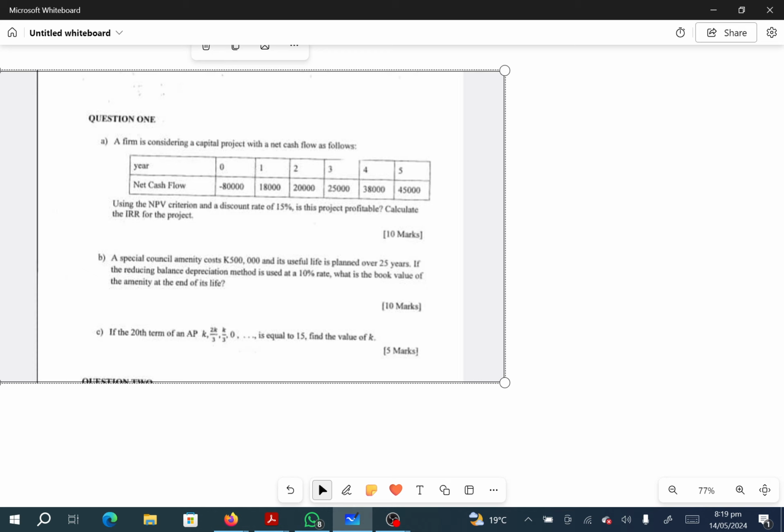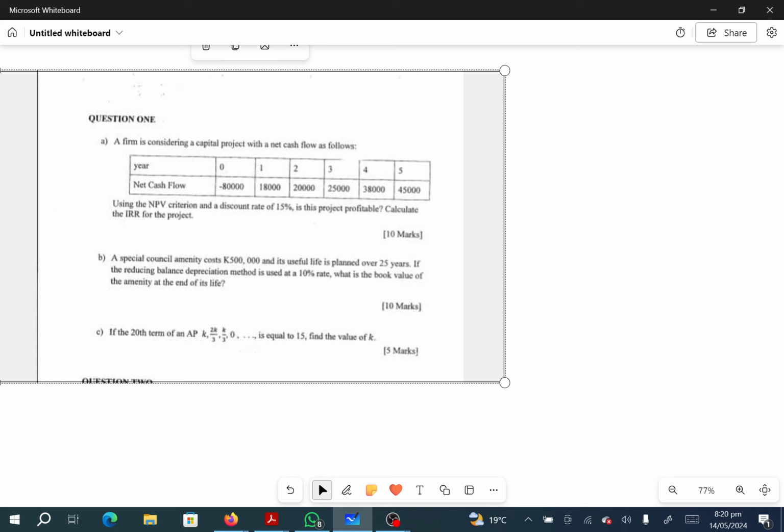So today we are looking at depreciation under the reducing balance method. We are considering question number 1B, which says a special council amenity costs 500,000 and its useful life is planned over 25 years. If the reducing balance depreciation method is used at a 10% rate, what is the book value of the amenity at the end of its life cycle?